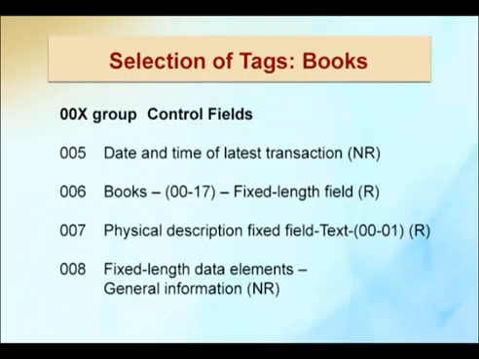Now, as I told you, if we go by the group by group approach, first we need to go to the 00x group. In the 00x group, you already know the leader is the common field. Leader I am not mentioning here, but apart from the leader, the other 00x fields are 005, date and time of latest transaction, non-repeatable; 006, fixed length field, repeatable; 007, physical description fixed field; and 008. These are mandatory for all types of libraries. You need to have at least 4 tags from the 00x group.